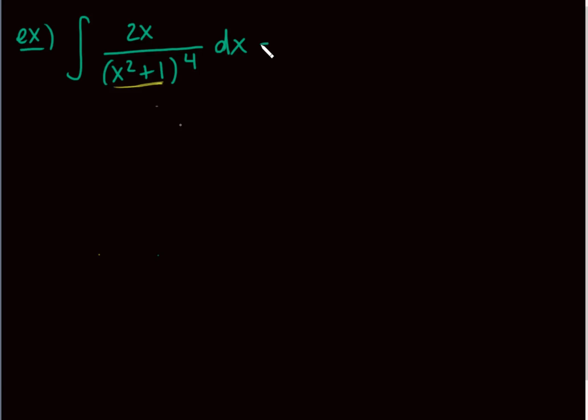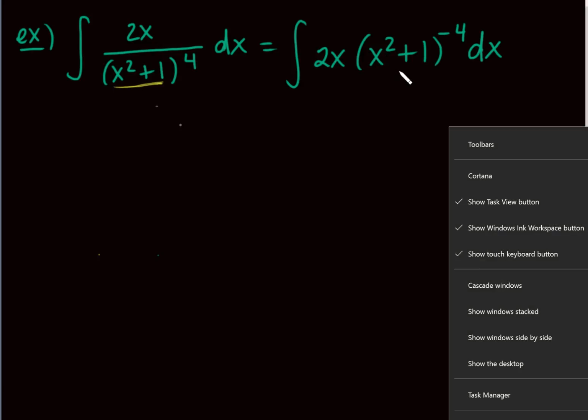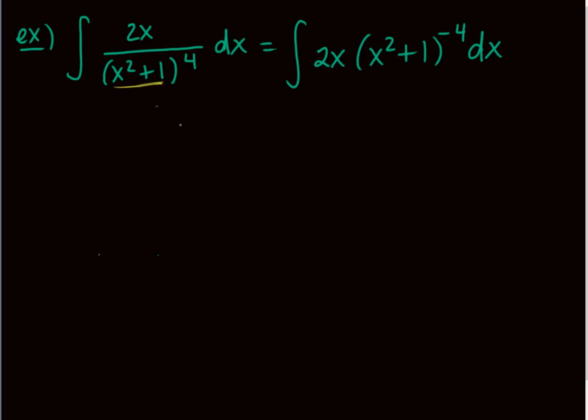Because if I rewrote this, this would be 2x times (x squared plus 1) to the negative 4. So remember, this was a result of a chain rule. So it makes sense that when we choose our u, it would be the inside. Remember, the u is always the inside function. So sure enough, I'm going to let u equal x squared plus 1 in this case. du then is 2x dx. You must write that dx there. If we don't have that dx there, then it's not going to cancel here.